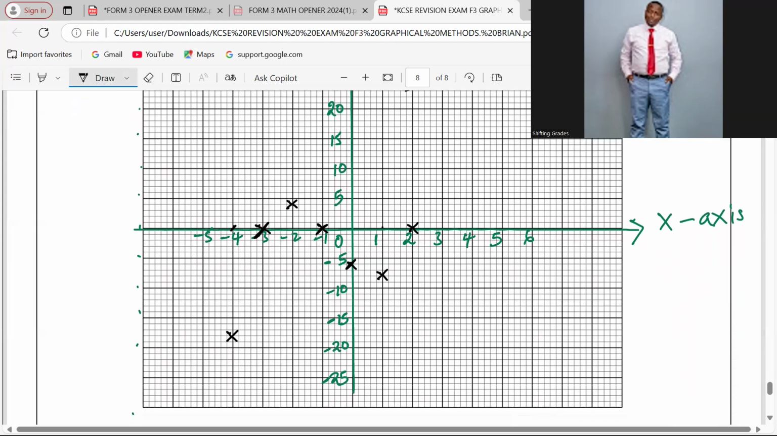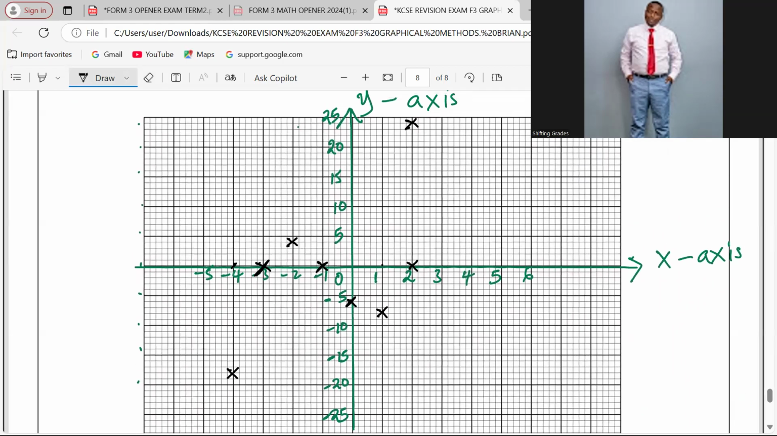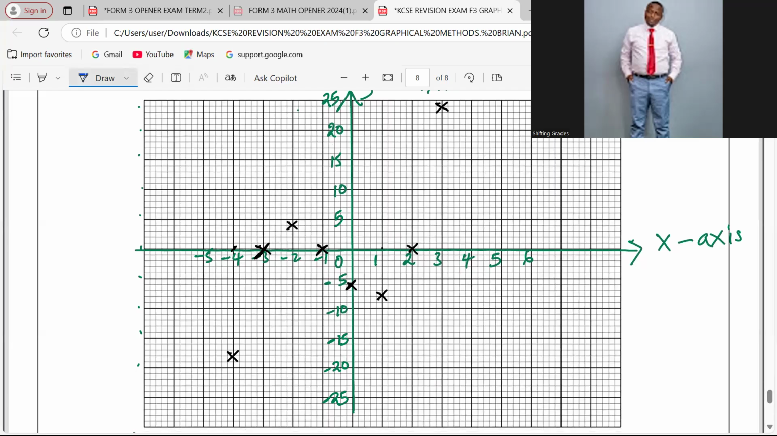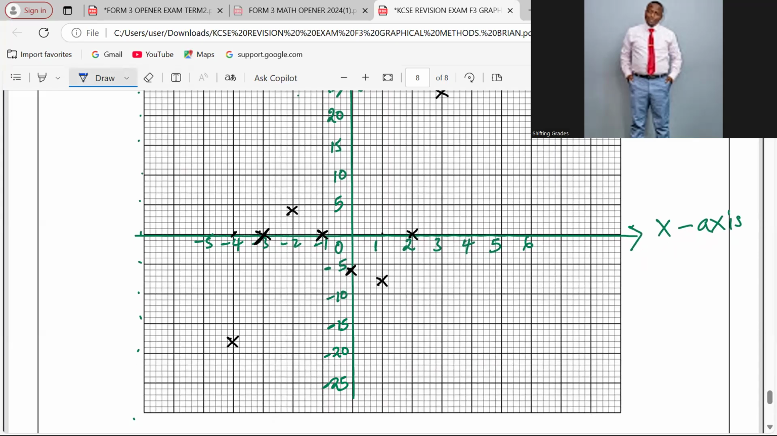So you can see again, it was 3, sorry, 24 at that point. So you can see the curve is already displayed. Allow me to use blue now to do the curve, which is cubic. It has 2 turning points. So I'm supposed to join my dots very carefully.